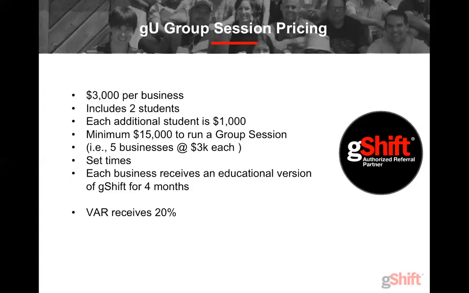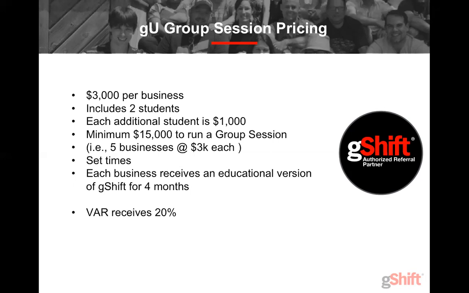And so we just launched group sessions. A group session is, we're trying to have a minimum price tag of a group session of $15,000. So we're looking for a minimum of 5 businesses where each business is paying $3,000. That includes 2 students. So one business pays $3,000, and they can send 2 students. If they want to send an additional student, it's $1,000.